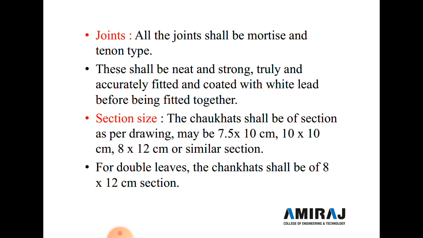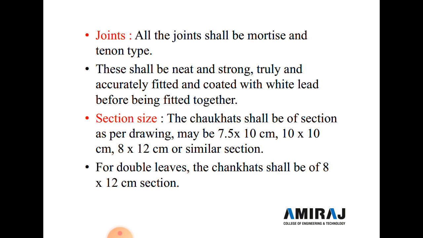So all the joints shall be mortise and tenon type, and these shall be neat and strong and truly and accurately fitted with each other, and coated with white lead before being fitted together. And here in the joints we use bonding materials like glue, Fevicol, and other chemicals, and also we use nails for the jointing part. Now another specification point is the section size.